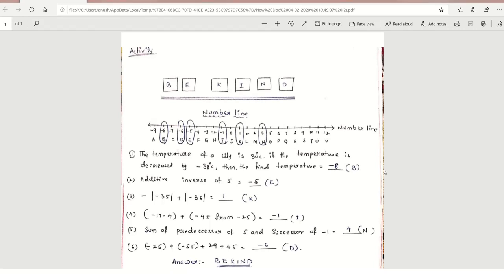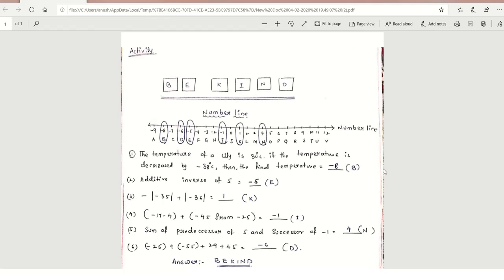Additive inverse of 5. The next question, if you notice, additive inverse of 5 is always the negativeness of that number. What is the negative of 5? Which is -5. Where did you notice? Yeah, on the number line, negative 5 is nothing but E. So the next letter is E.